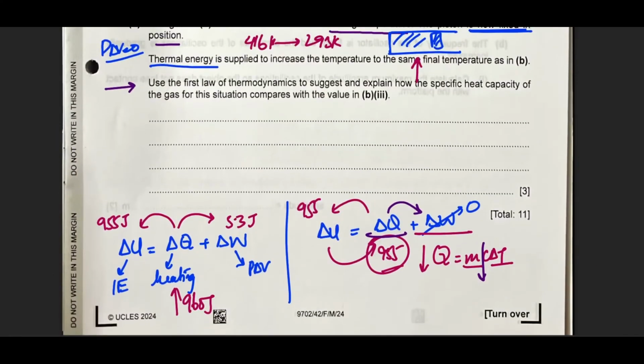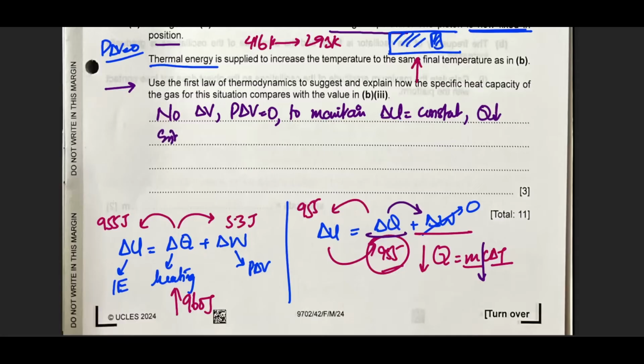So how will you write this down? You will simply write down that there is no delta V, hence P delta V becomes equal to 0. To maintain the same internal energy change, delta U equals constant or fixed as compared to before. Less thermal energy is needed to do the same job. Now, since less thermal energy is needed, according to Q equals MC delta T, M and delta T are again kept constant. So since Q is lower, C will also be lower this time around. And of course, don't forget to mention this equation in your answer while you're answering this question.